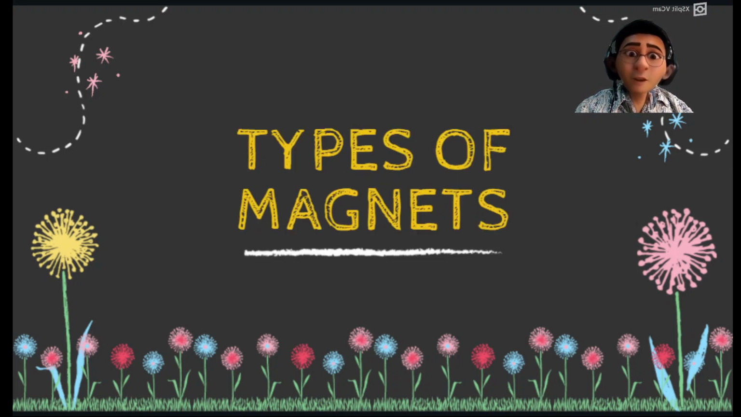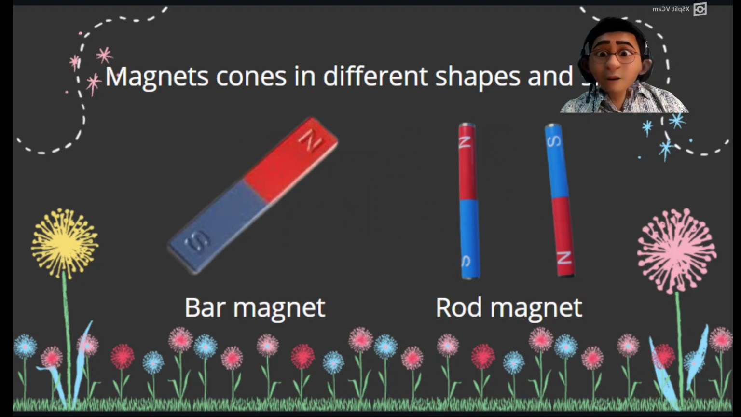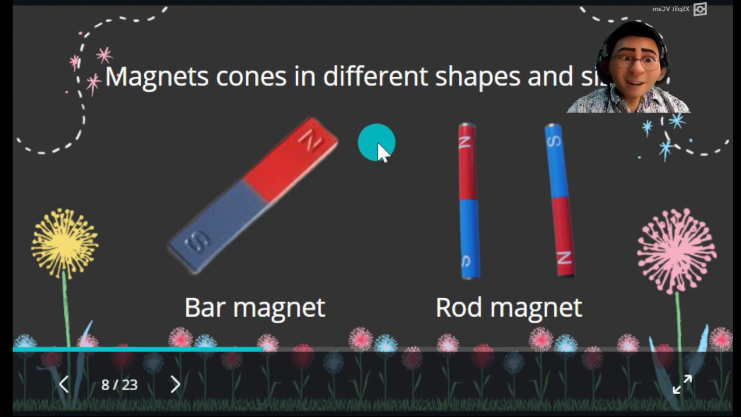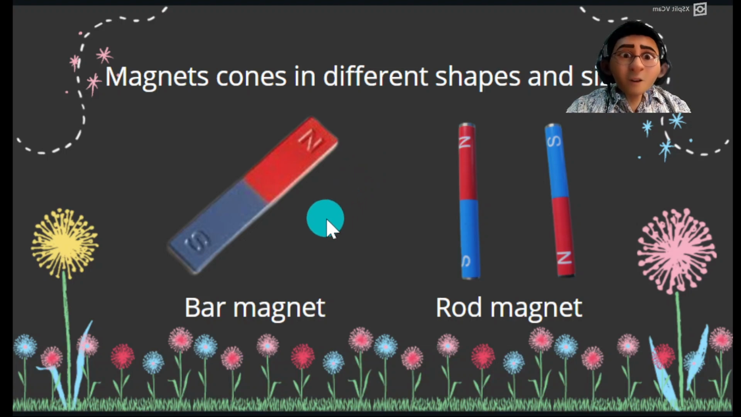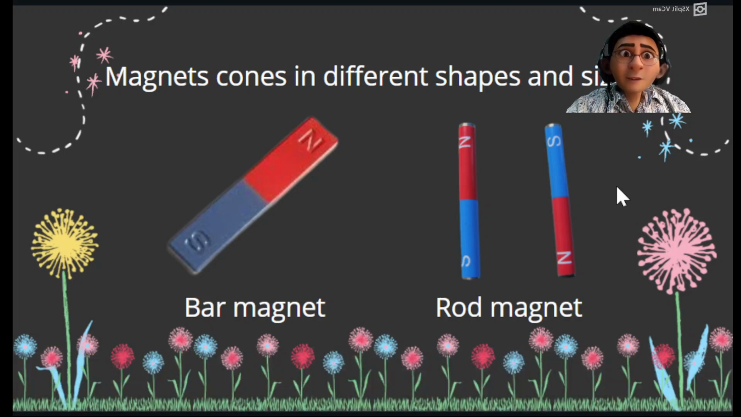Now the first thing, like I said, we learn about types of magnets. There are 6 types of magnets that you need to learn for Brunei Darussalam Year 5 Science. The first two are bar magnet and rod magnet. Bar magnet looks like a bar, like a chocolate bar. Rod magnets look like a rod, cylindrical.